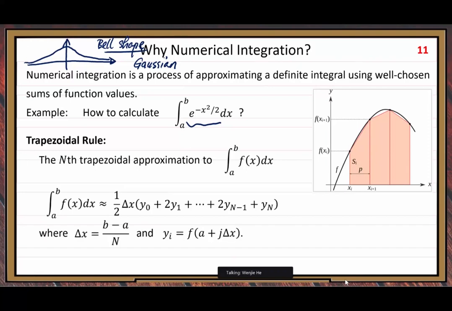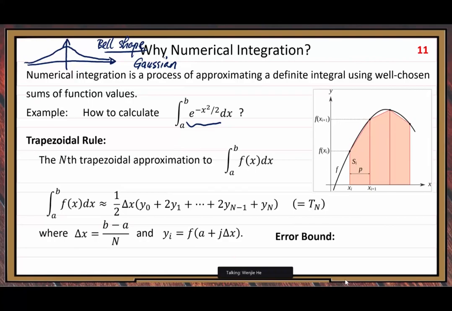Delta x is the length of the interval, b minus a, divided by capital N. The y_i are the function values at those evenly divided points of the interval. This whole summation we denote with capital T sub n, for trapezoid, and it represents the whole sum in this form.